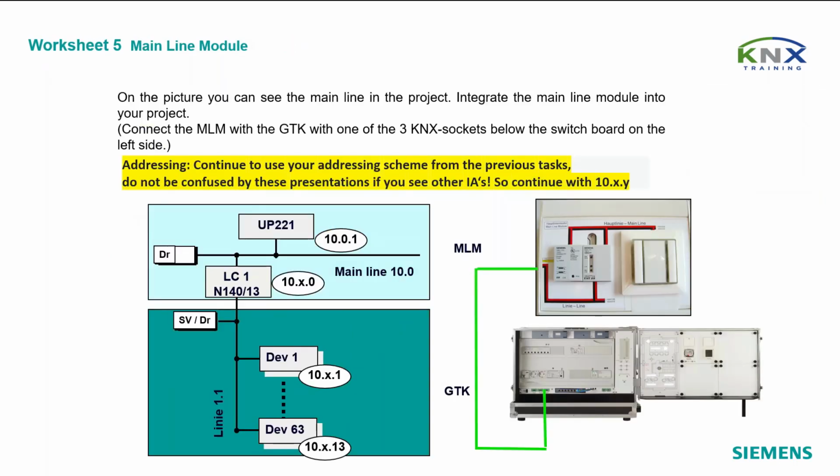On the picture, you can see the main line in the project. Integrate the mainline module into your project. Connect the mainline module with the Gamma Training Kit at one of the 3 KNX sockets below the switchboard on the left side. Addressing. Continue to use your addressing scheme from the previous tasks. Do not be confused by these presentations if you see other individual addresses, so continue with 10.x.y.